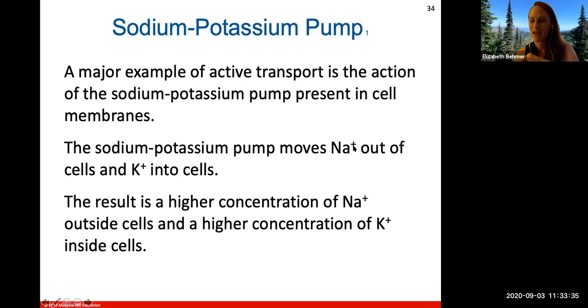Sodium is Na positive and potassium is K positive. So that's the sodium-potassium pump. It just takes two substances and flip-flops them into and out of the cell.